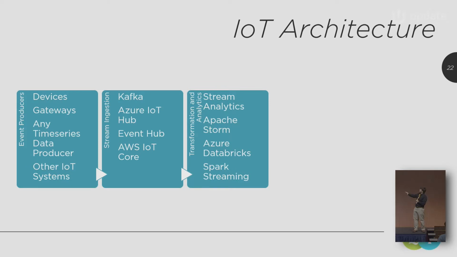And then you have transformation and analytics. Once we have data coming in through the stream ingestion, now we need to transform it. Transformation of streaming data is a little bit different than it is with at-rest data. A lot of us are used to SQL or flat files or NoSQL, data at rest. When you talk about IoT, a lot of the data is streaming data. So in this case, things like Stream Analytics, Apache Storm, Azure Databricks, Spark Streaming, they actually handle the stream as it's incoming.